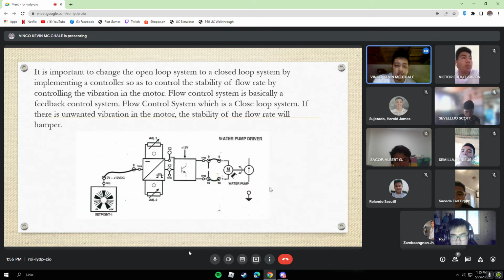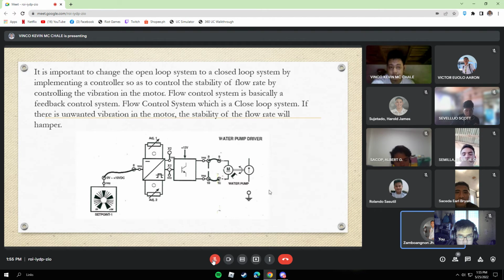It is important to change the open loop system to a closed loop system by implementing a controller so as to control the stability of flow rate by controlling the vibration in the motor. A flow control system is basically a feedback control system, which is a closed loop system. If there is unwanted vibration in the motor, the stability of the flow rate will be hampered.